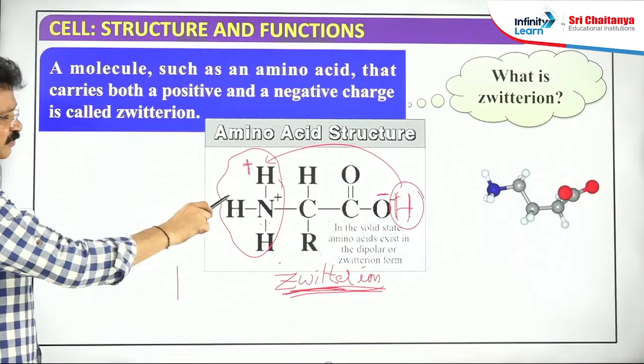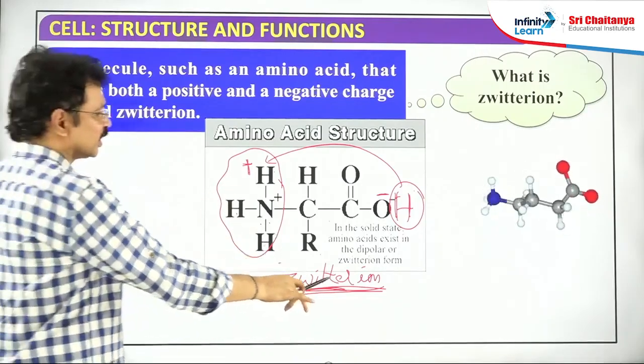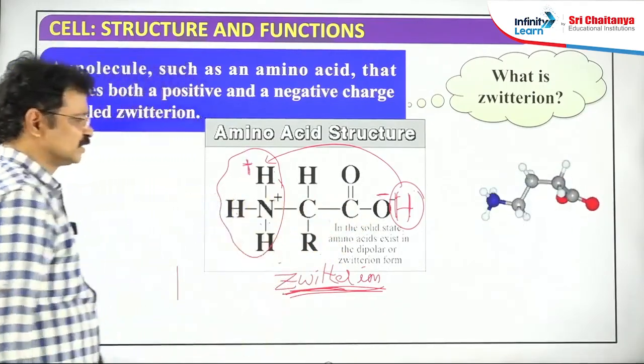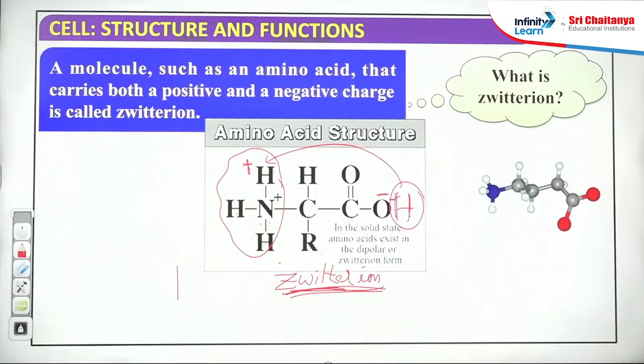In case of anionic forms or cationic forms, only one form of charge is there, either positive form or negative form.